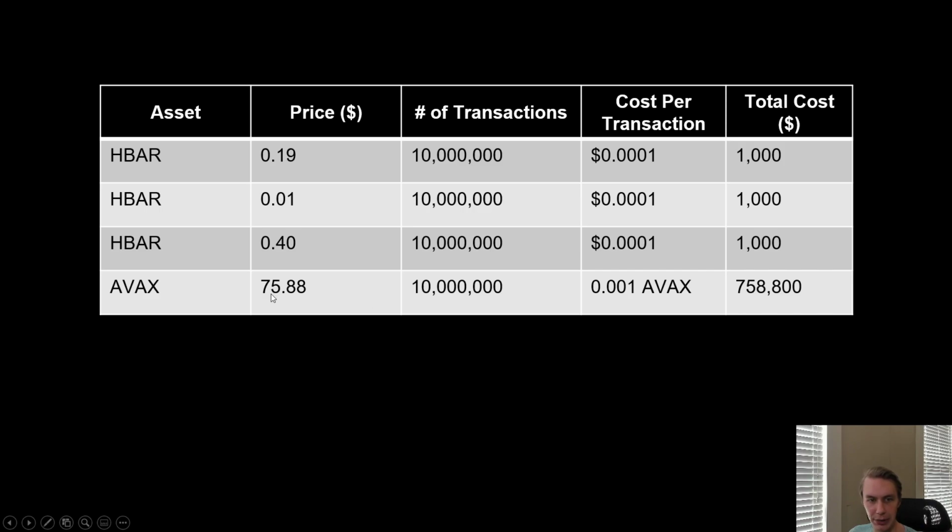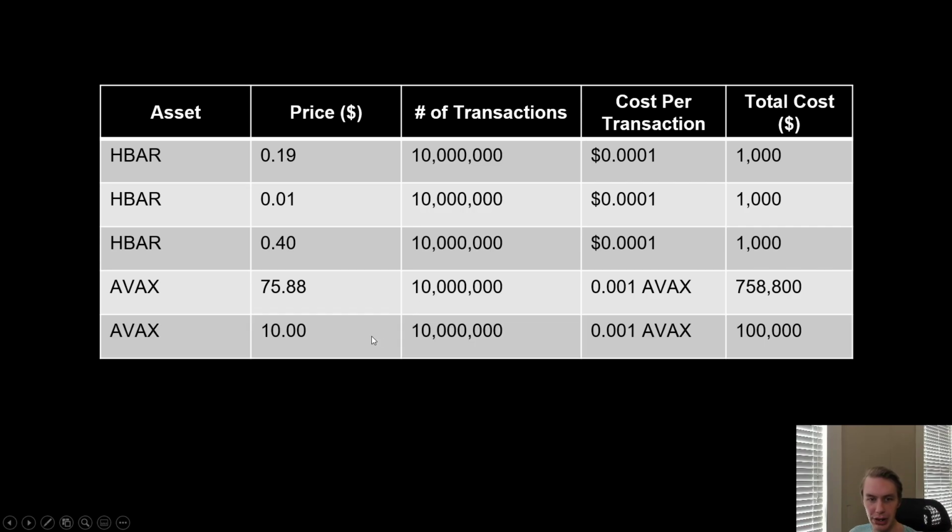So for AVAX, if we're looking at the current price at around $75, $76, budgeting for 10 million AVAX transactions, that's going to be $758.8 thousand for that 10 million. So the first thing that's going to strike your mind, obviously, is that's a lot more money than HBAR if you're doing that type of transaction, just sending AVAX around. So that's one thing we can note.